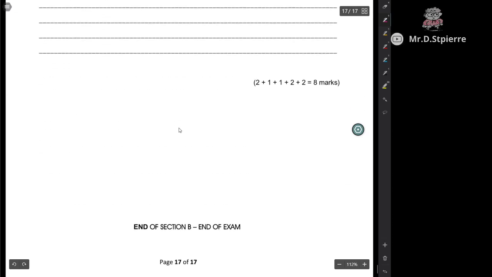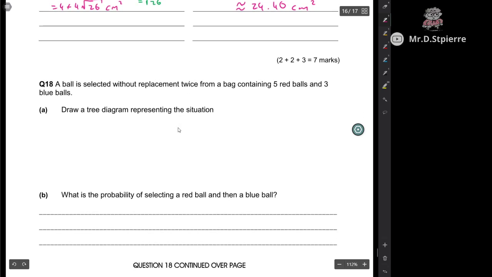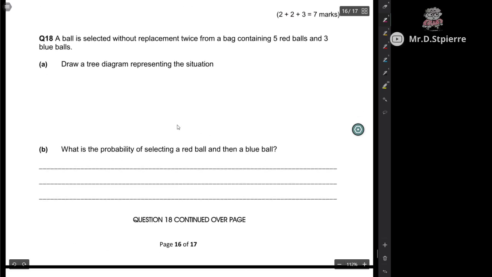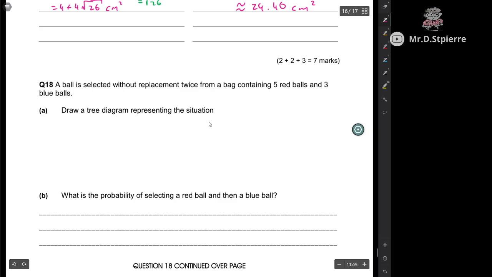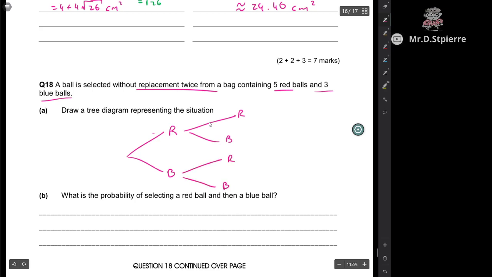Done. Last question. We're getting there. 5, 2 minutes. A ball is selected without replacement twice from a bag, containing 5 red balls and 3 blue balls. Draw a tree diagram representing this. Okay, so we have red, we have blue, we have red, blue, red, blue. So it's without replacement.